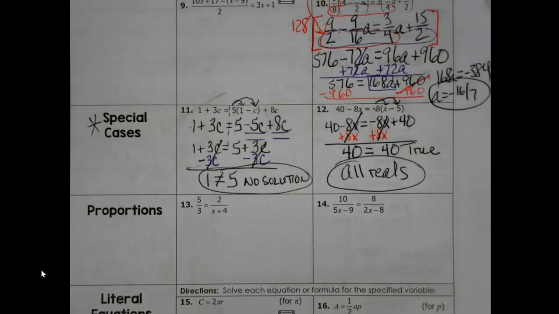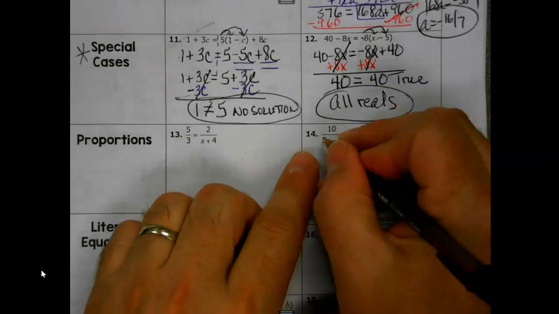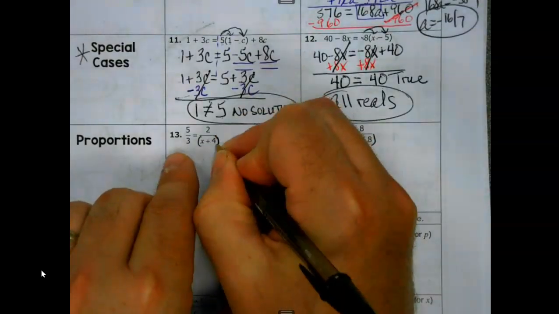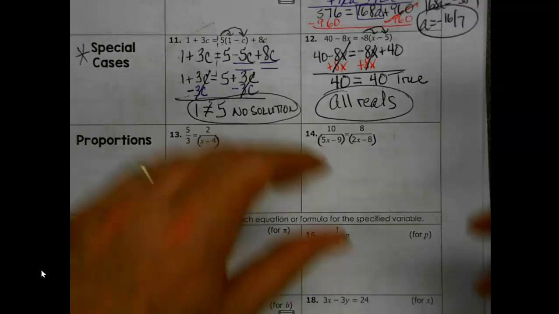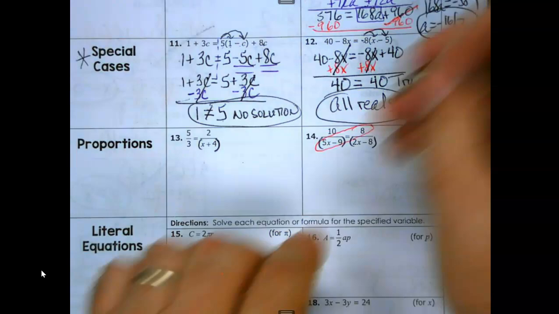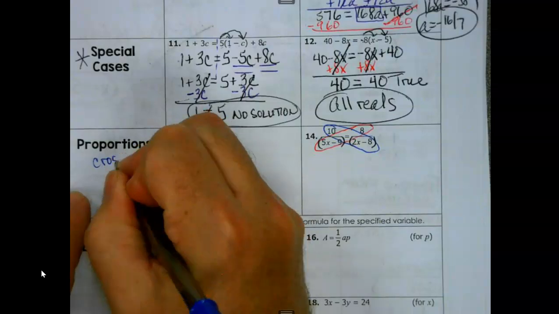I'm going to skip 13 for the moment because I think 14 is going to give us everything we need. Whenever you're doing proportions, if you see plus or minus with anything, put parentheses around it right away if I didn't do it for you. Because that's going to keep you out of trouble. Because then when we cross multiply, I'm even going to write that over here.